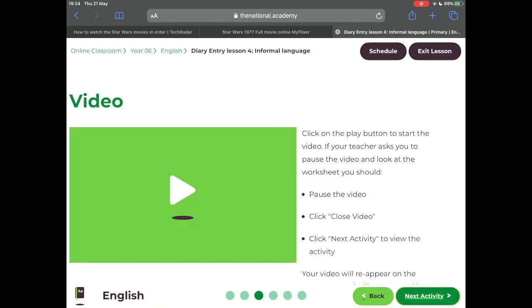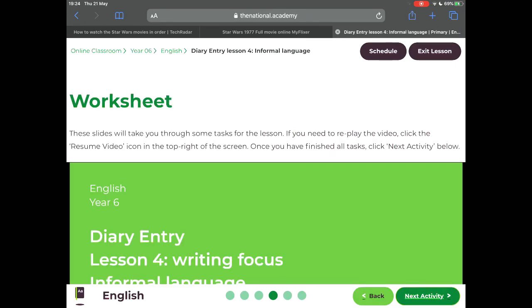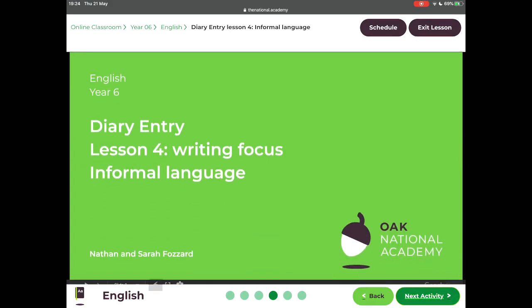Then you have your video here with Mr. Fozzard. What you're going to do in the video is first, you're going to just remind yourself what informal language is, and then you're going to learn about informal language and how you can use it. And then you're going to write a sentence or two with informal language. After that, you'd have your independent task here.